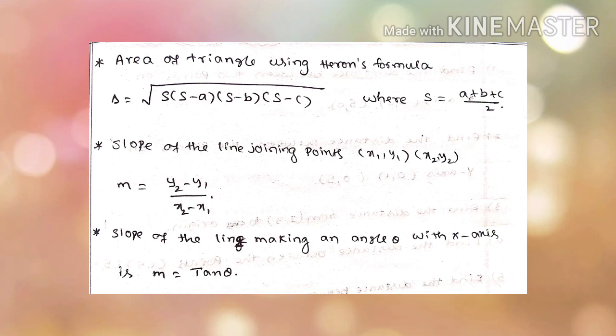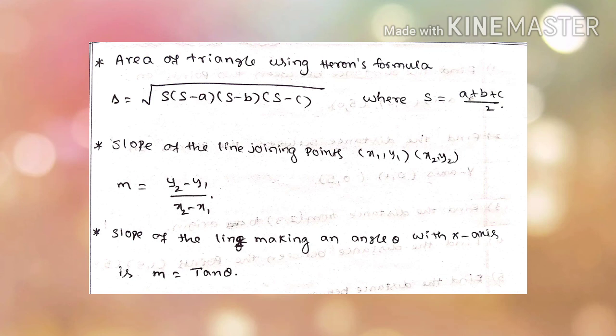Area of a triangle by using Heron's formula. Delta is equal to root s into s minus a into s minus b into s minus c. Root of s minus a, s minus b, s minus c. Here s is equal to a plus b plus c by 2.